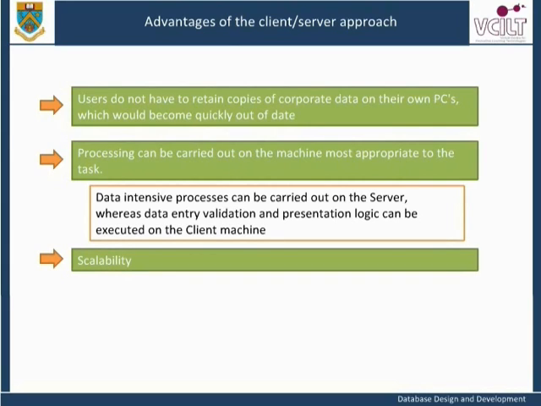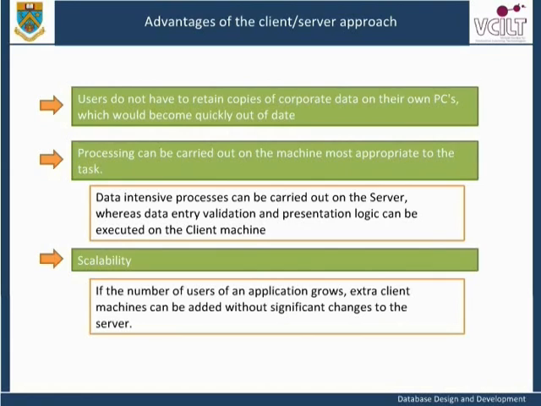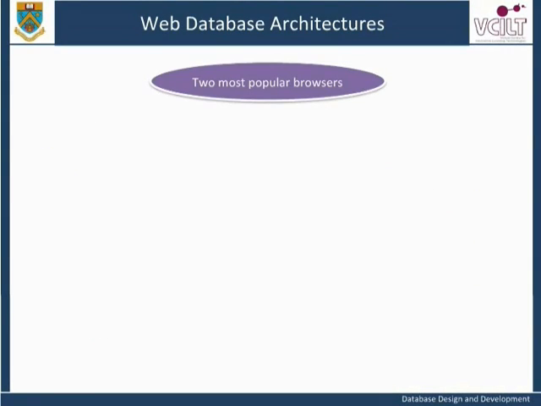It also gives the possibility of optimizing the hardware on each machine to the particular tasks required of that machine. Scalability. If the number of users of an application grows, extra client machines can be added without significant changes to the server. The 2 most popular browsers at the present are Netscape Navigator, Netscape for short, and Microsoft Internet Explorer, IE. They have their own advantages and disadvantages with respect to web database applications.